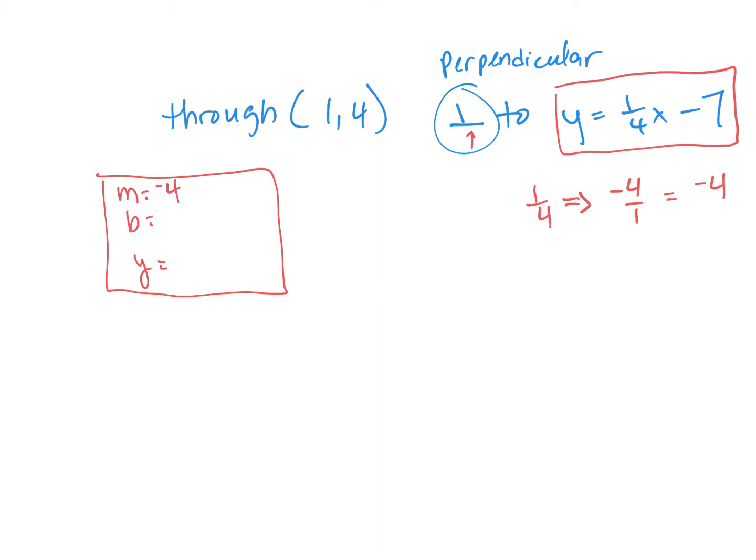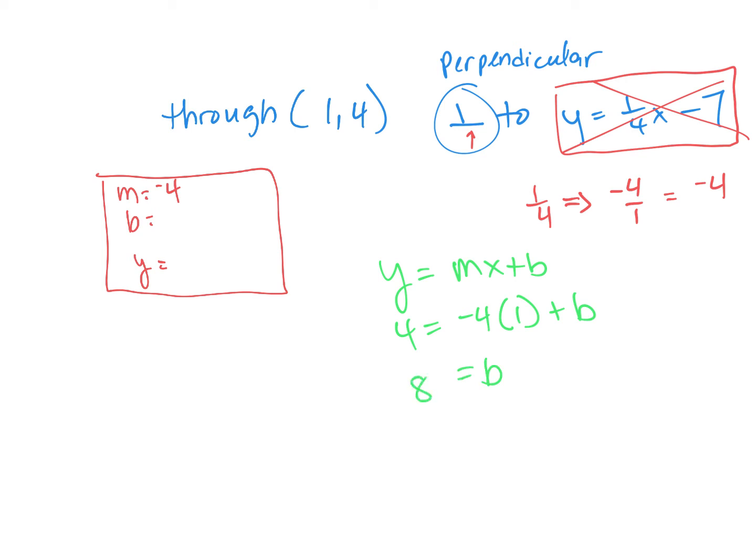On the second part of the assignment, you have to find the opposite reciprocal of the slope, and then you cross him out. You don't need that equation anymore. Now you do the same thing you've been doing. So you have y equals mx plus b. We know that the y is 4, the m is -4, and the x is 1. So we know that b equals 8, because you add 4 to both sides, and b equals 8. Now we're ready to write y equals -4x plus 8.